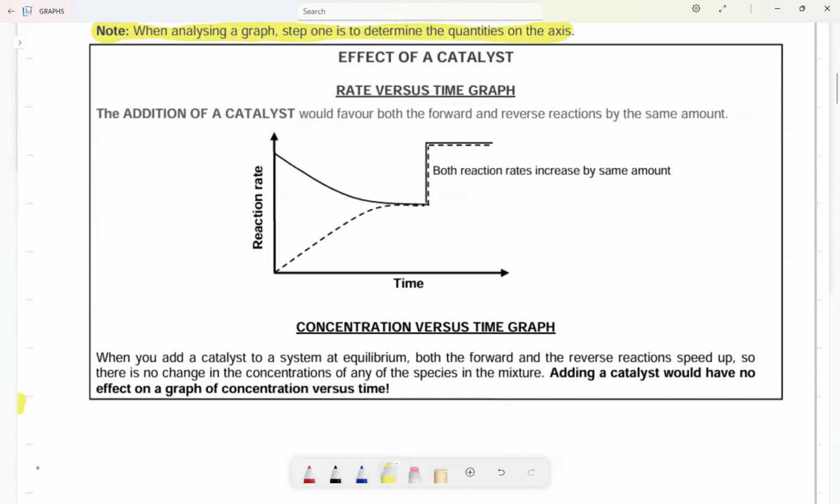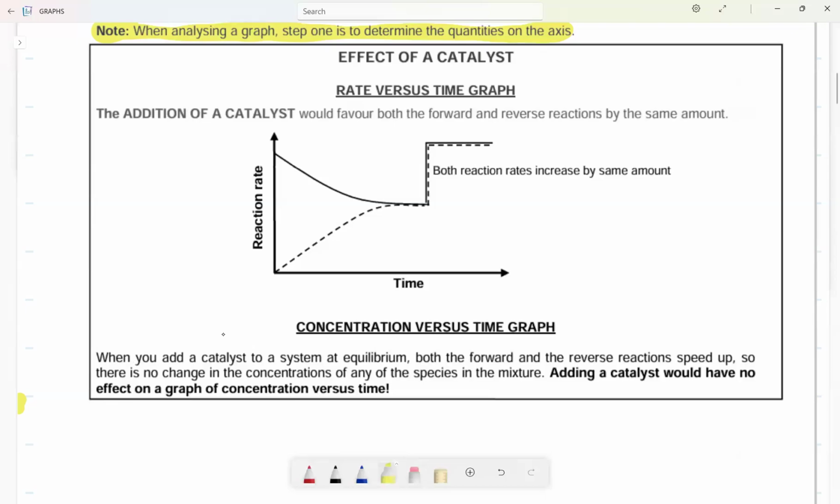Now let's look at this graph. Effect of a catalyst. What does a catalyst do? Remember, a catalyst does not affect the equilibrium position. That's what we said. But what did we say? A catalyst increases the rate of both the forward and reverse reaction. I repeat, it favors both reactions equally, meaning it increases the rate of both the reverse and forward reaction equally.